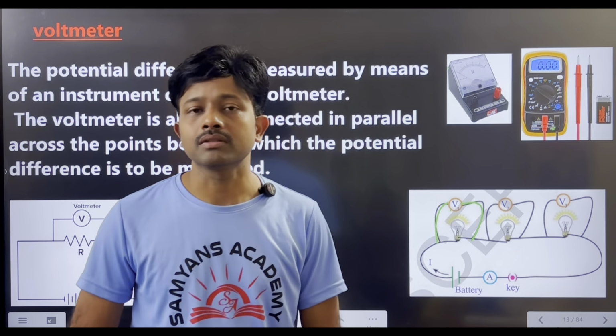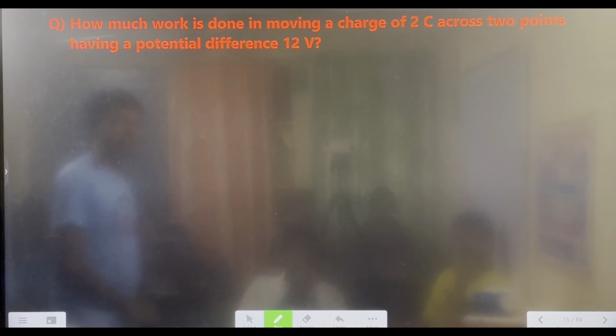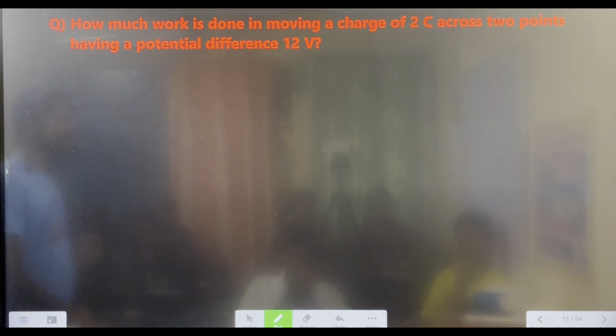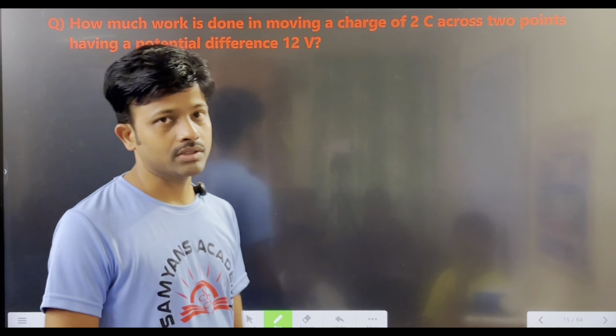Here we have one question. Already we have done this. Then move on to the next question. How much work is done in moving a charge of 2 coulomb across 2 points having a potential difference of 12 volts? Already you know this formula.